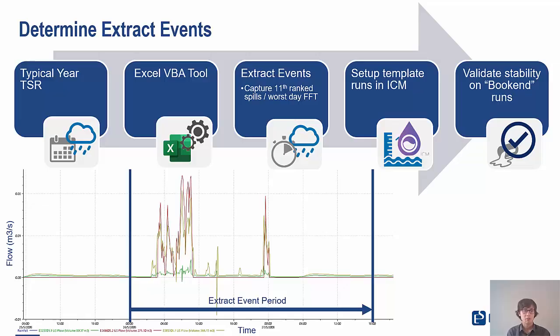And then as a final step, before we spend significant time actually running the optimization study itself, it's often worth just validating the stability with some bookend runs. So this just means we apply a few key combinations of upgrades and we run the extract event and the full or partial full time series and just check the results are sufficiently close before proceeding any further.